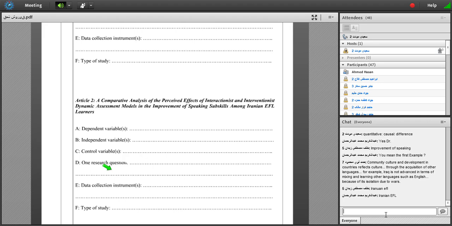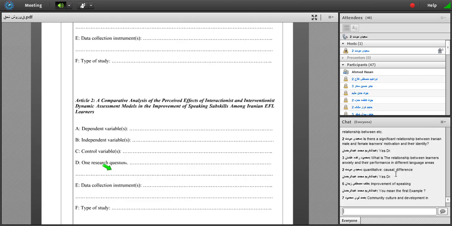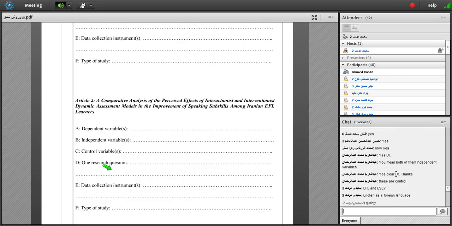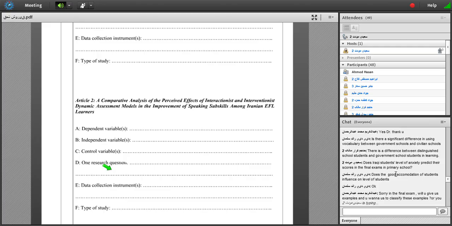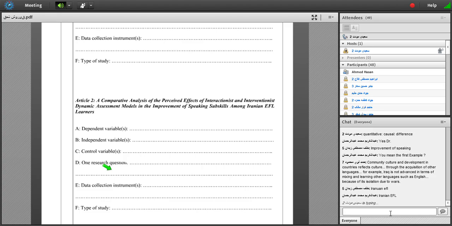So we said it's a quantitative one, it is a causal type, and it is the difference type. So in this type of study, we would say, is there a significant difference between Group A and Group B? Group A, interactionist, Group B, interventionist models, in terms of the dependent variable, speaking sub-skills.